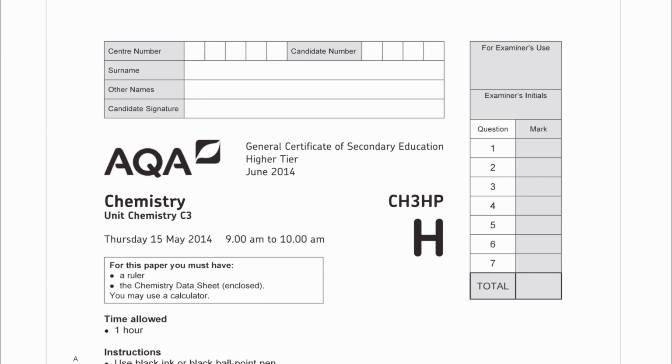Okay, hi, so welcome to the video on Chemistry Unit 3. This is a whole Unit 3 paper from May 2014. It is the higher tier paper, so if you're doing foundation tier, then some of this won't apply to you. But we're going to go through the whole paper, and as usual, if you do struggle to keep up, please feel free to pause, rewind the video, and go at your own pace.